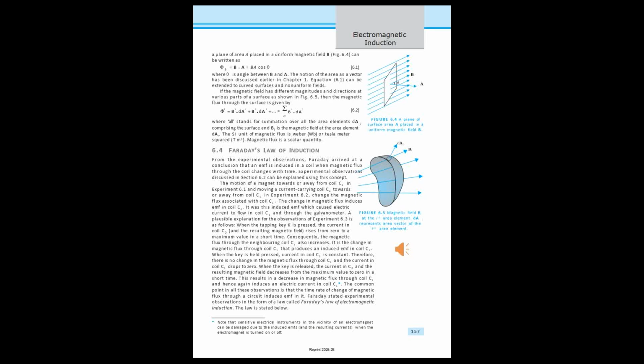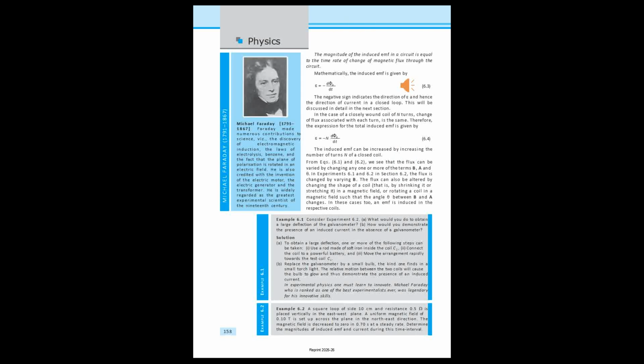Faraday stated experimental observations in the form of a law called Faraday's law of electromagnetic induction. The law is stated below. The magnitude of the induced EMF in a circuit is equal to the time rate of change of magnetic flux through the circuit. Mathematically, the induced EMF is given by equation 6.3. The negative sign indicates the direction of ε and hence the direction of current in a closed loop. This will be discussed in detail in the next section.